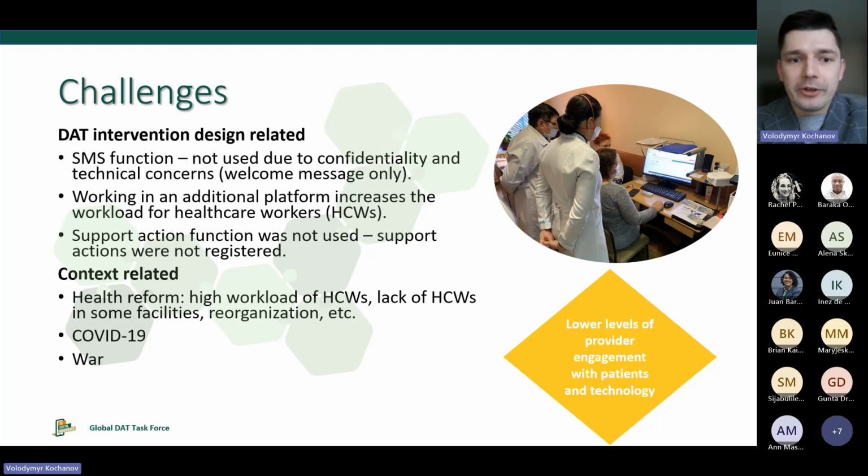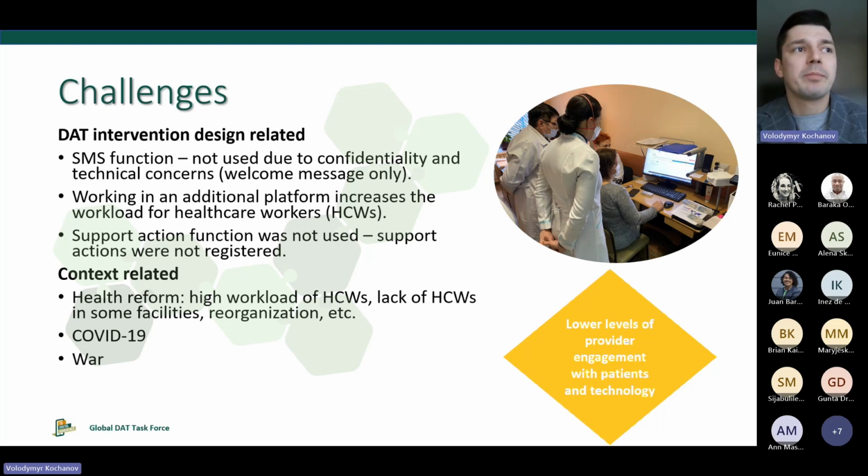And of course, there were some context-related challenges which influenced the differentiated care algorithm. One of them is the health reform, which also influenced the high workload of healthcare workers, because in some locations it meant the reduction of staff, the reorganization of staff, due to the simultaneously ongoing decentralization reform in Ukraine.